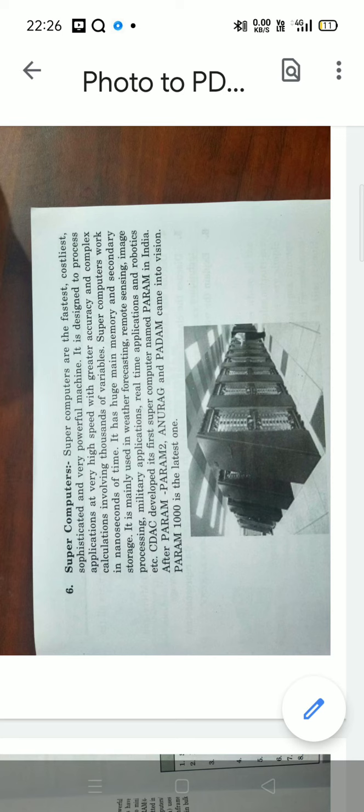These are the different classifications of computers on the basis of advancement in technology, on the basis of the use of computers, processing speed of the computers, etc.